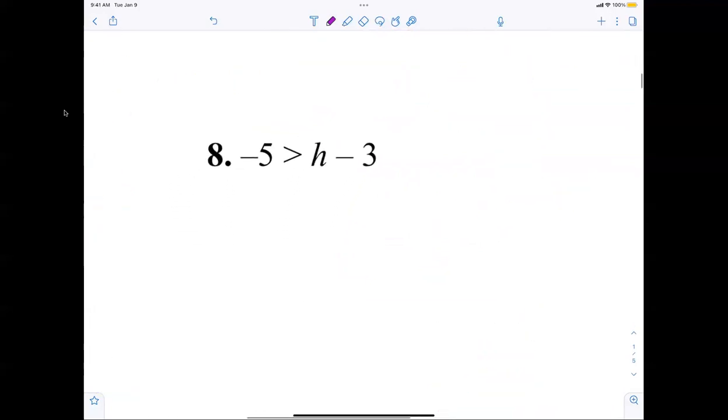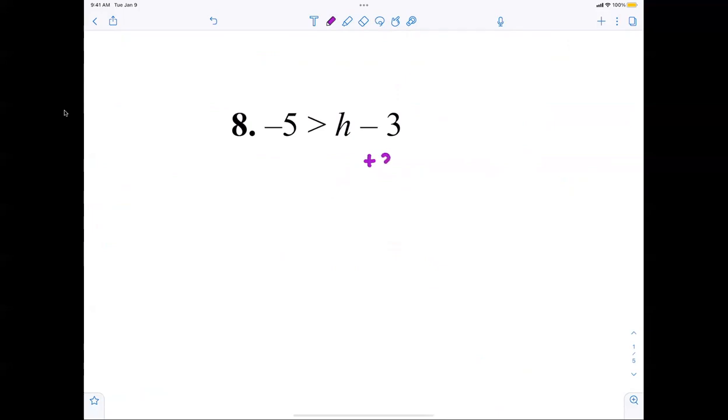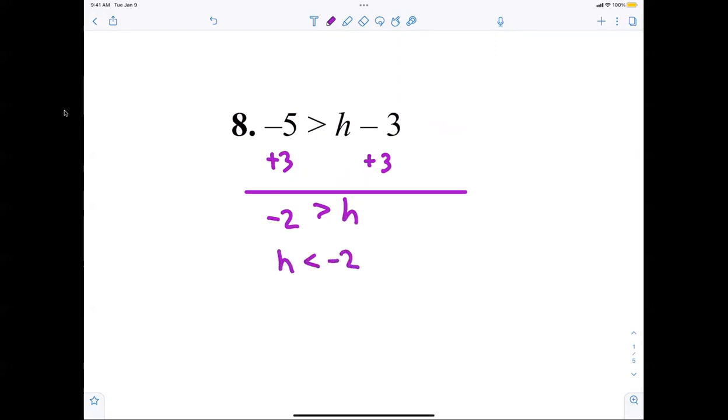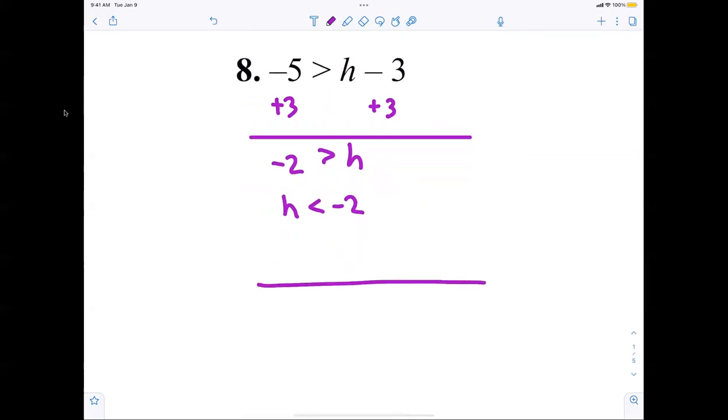London, help me out with number 8. You would add 3. Yes, you're going to add 3 to both sides. And then that would be negative 2. Is what? No, you were right. I want negative 2 is greater than H, therefore H is less than 8. You are amazing. Now graph that. Negative 2 and 2, open circle and then to the left. Good job.